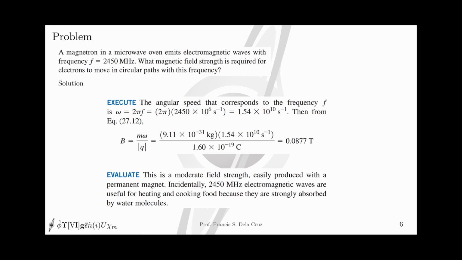The angular speed that corresponds to the frequency f is omega equals 2 pi f. So you multiply your given frequency, which is 2450 megahertz, converted into per second or hertz, that is 2450 times 10 raised to 6 hertz, and then multiply it by 2 pi, and the angular frequency would give us 1.54 times 10 raised to 10 hertz.